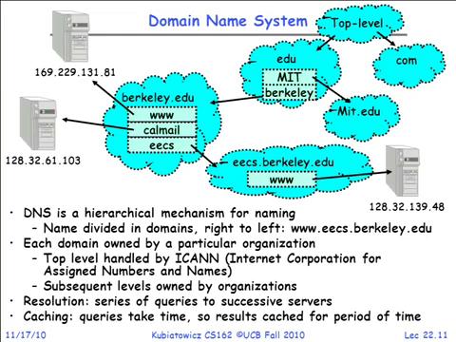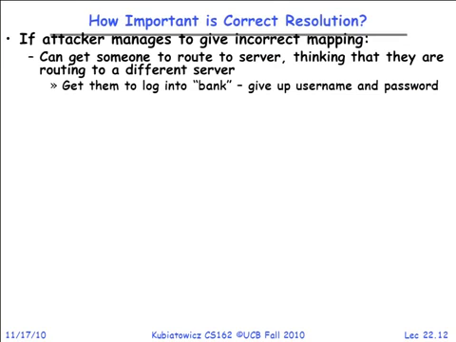Now, how important is it to have DNS work properly? Very. Good answer, right? So if an attacker manages to make the address mapping incorrect, they can do all sorts of stuff, right? They can get someone to route to their server thinking that they're going to their bank. Now, of course, with something like the web, we have SSL and certificates which try to prevent that from happening. But in general, you can imagine that if you can get routed to an arbitrary server instead of the real server, there's a problem there.